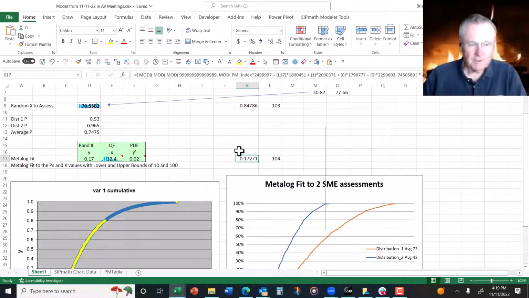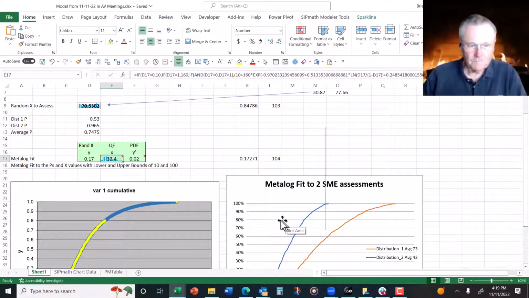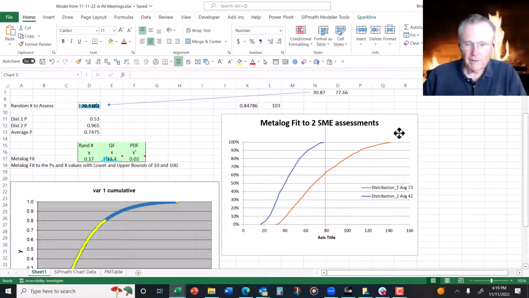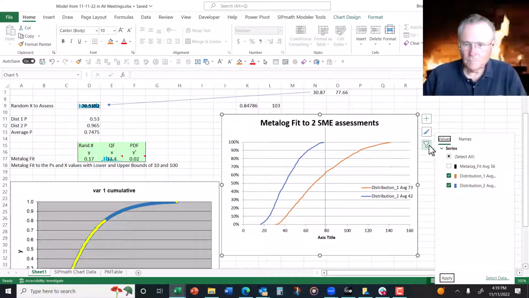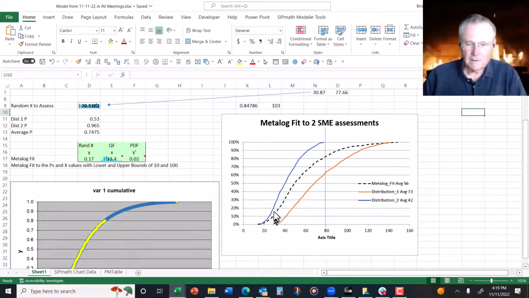So now the proof of the pudding is if I can plot this distribution and make it fit between these 2. So if I graph that, bear with me, I've already done that. I'm just going to add it in here. And there's my consolidated distribution for these two subject matter experts. And the question becomes, you have to ask in your own mind, does this look like a reasonable distribution to average these two assessments? It fits the full range, and it kind of comes in between these two.